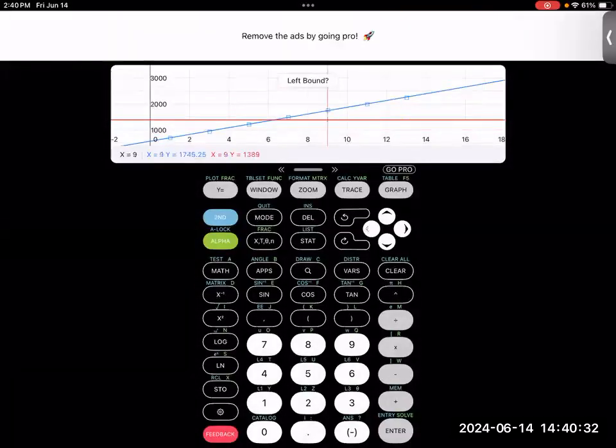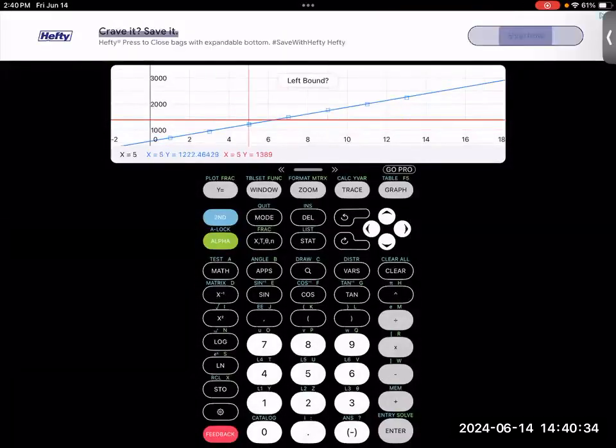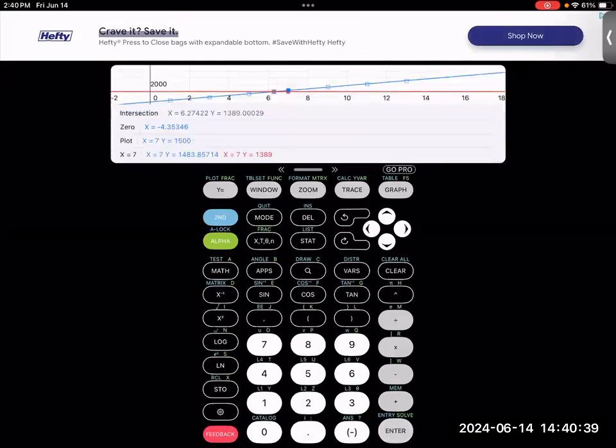Okay, left bound, we want to get to the left of that intersection and to the right of the intersection. And then below it, we see that X is equal to 7 when Y is 1,389. Oh, so sorry. I should be looking at the very top. So your intersection in that purple one, X is equal to 6.27, which you can round to 7 no matter what. They've just done that for us.